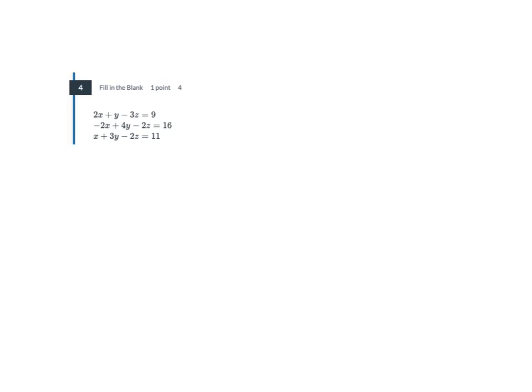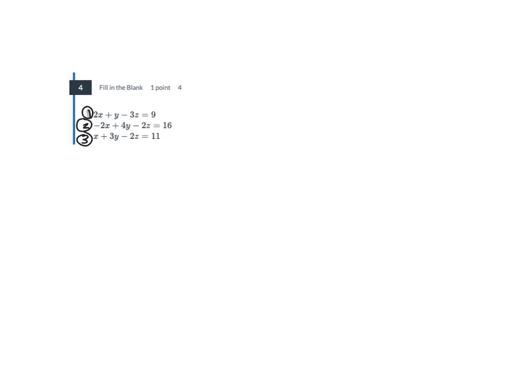This is question number 4 from 1.6 practice A. So we are solving the systems of equations with 3 variables. The first thing I want to do is number my equations 1, 2, and 3. All right, so I notice right away that my system does not have any equations with 2 variables.